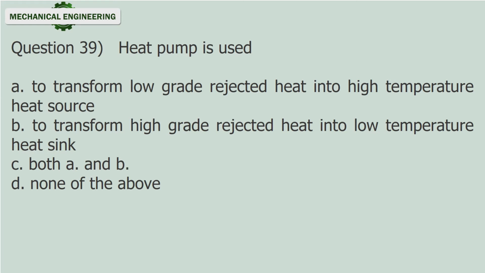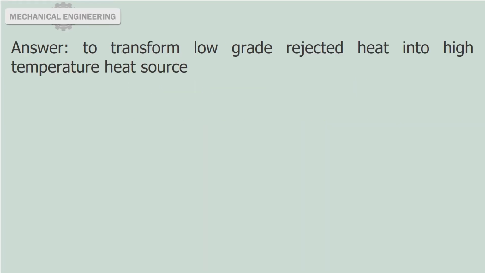Question 39. Heat pump is used. A. To transform low-grade rejected heat into high-temperature heat source. B. To transform high-grade rejected heat into low-temperature heat sink. C. Both A and B. D. None of the above. Answer: to transform low-grade rejected heat into high-temperature heat source.